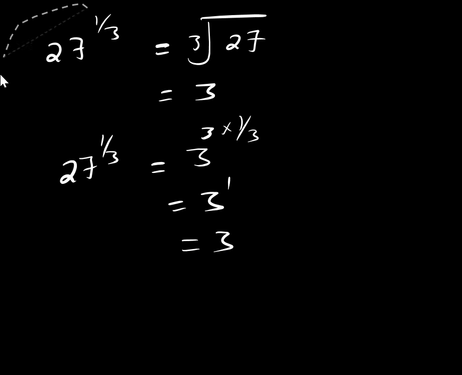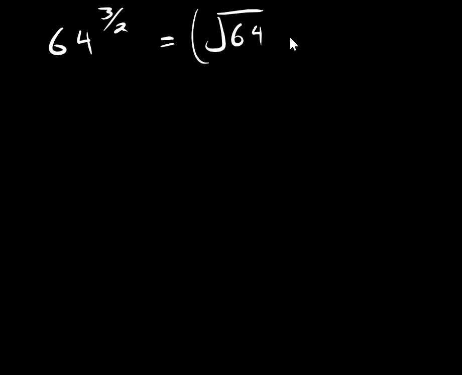Finally, the last example on fractional indices, I want you to understand. When you have, for example, 64 raised to 3 over 2, remember we said that the bottom is the root and the top is the power. So this will be the square root of 64, and then you raise to the power 3. So the square root of 64 is 8, then 8 power 3. What will be the answer? 8 power 3 is 512.